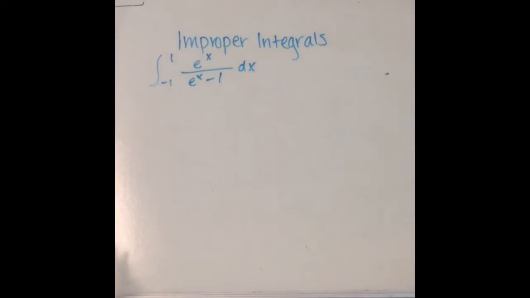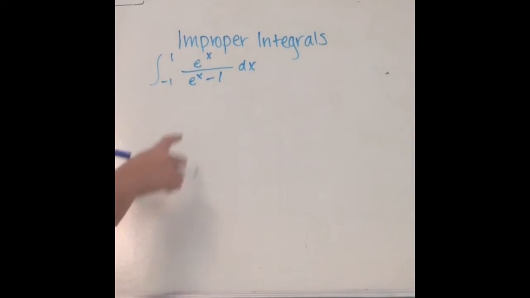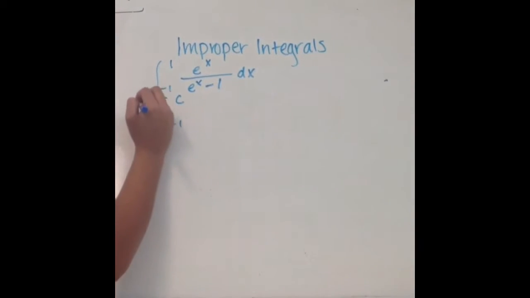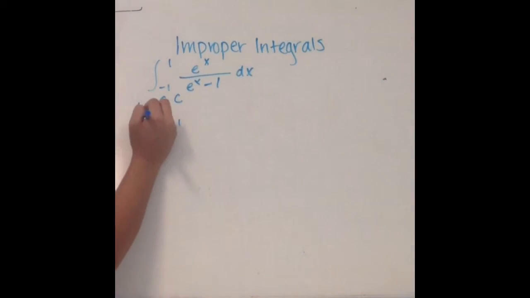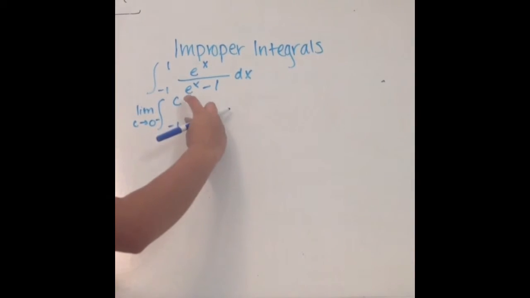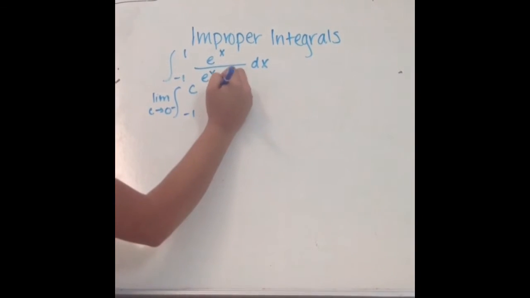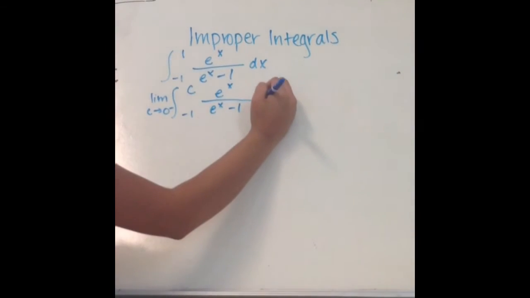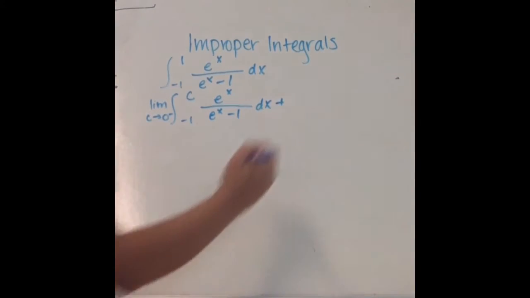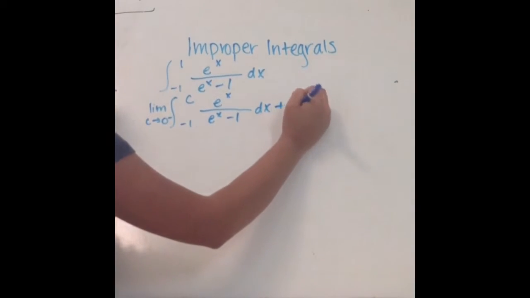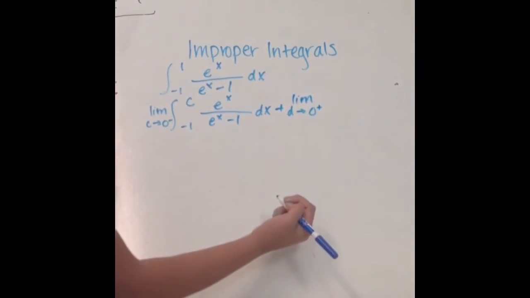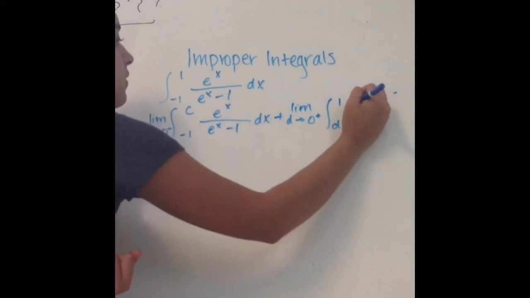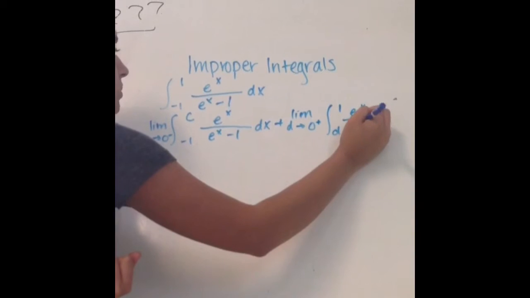So we'll set it up as 2 integrals because at 0 there's an infinite discontinuity. Integral from negative 1 to c. We'll do the limit as c approaches 0 from the left-hand side because that would be in the integral of e to the x over e to the x minus 1 dx, plus the limit as d approaches 0 from the right-hand side, integral from d to 1 of e to the x over e to the x minus 1 dx.